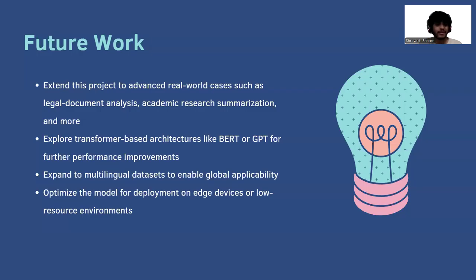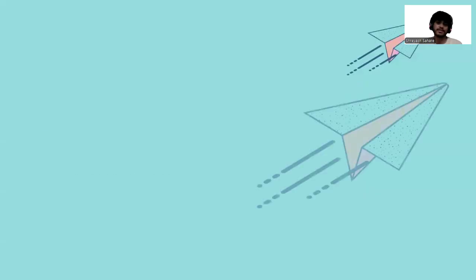One more thing I would like to do in the future is expand to multilingual data sets to enable global applicability, because adapting the model to various languages would require addressing challenges such as tokenizing for different scripts and different grammar rules. Last but not the least, I would like to optimize this model for deployment on edge devices or low resource environments such as mobile apps. And these optimizations will basically ensure that the model is lightweight without compromising on the performance.